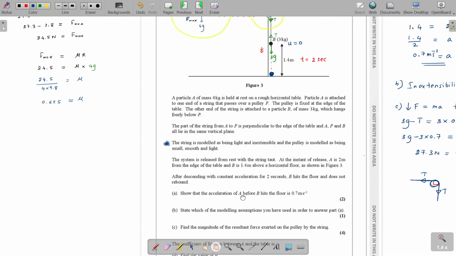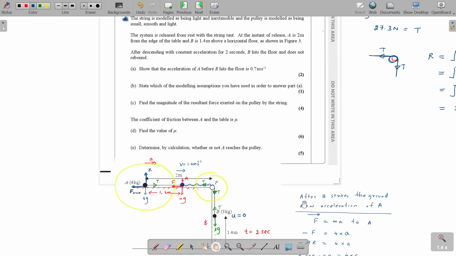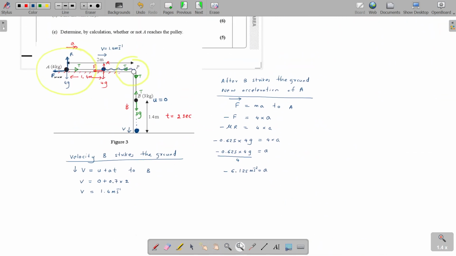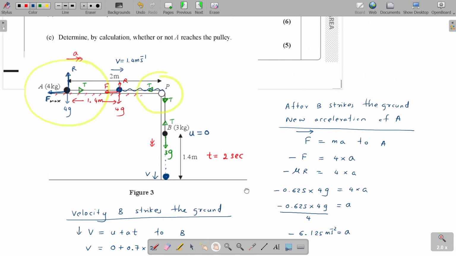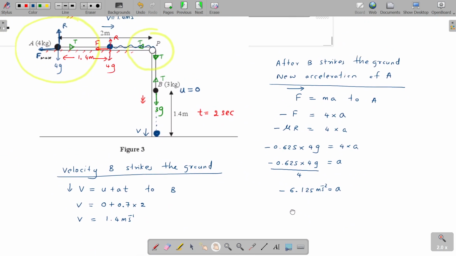Okay, our mu value was here. Remember this is not the final answer. The final answer must be kept to 2 or 3 SF. Now we got the acceleration. Now what do we need to do? We need to decide under this new acceleration. There is a distance for particle A to hit the pulley P. There is 0.6 meter that it needs to travel. So we have to see out of the 0.6 meters how much it is going to travel, whether particle A will hit the pulley or not.